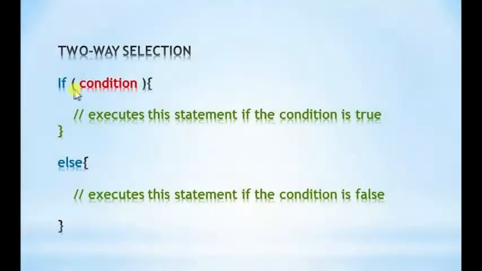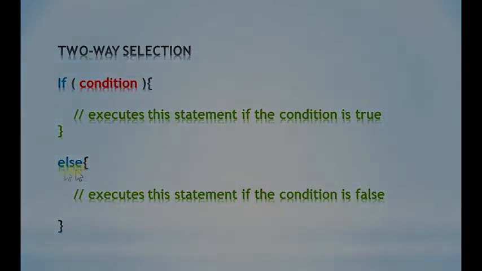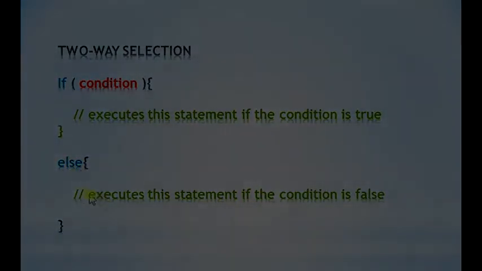This is the syntax of two-way selection. If, opening and closing parentheses, and the condition inside of it, and open curly brace. This is statement number one. It will execute when the condition is true, and close curly brace. And this is the else statement. The else statement will only execute when the condition is false.